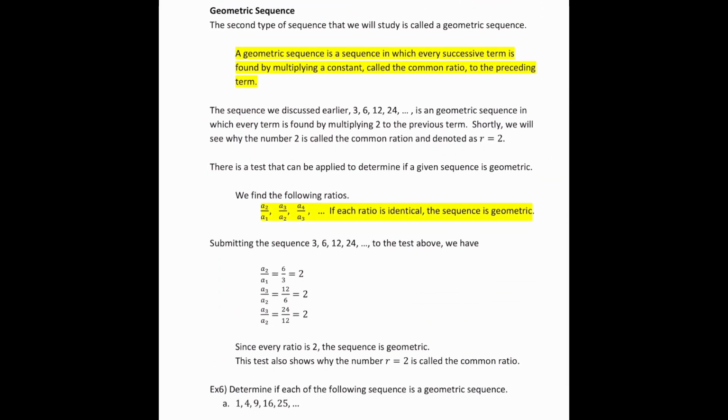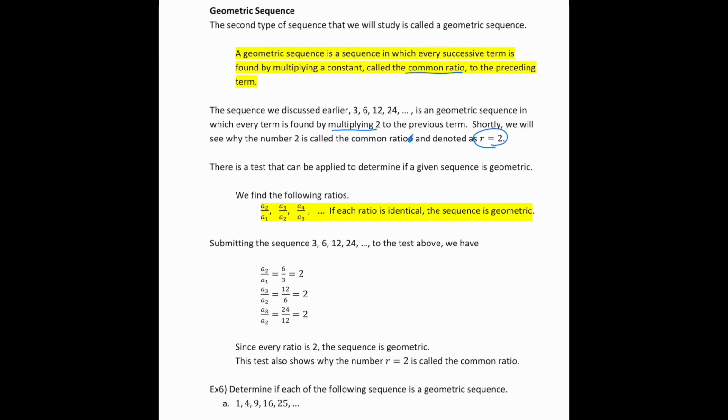Geometry sequence. The second type of sequence that we'll study is called the geometry sequence. A geometry sequence is a sequence in which every successive term is found by multiplying a constant called the common ratio. So you multiply or divide the preceding term by it. The sequence we discussed earlier, 3, 6, 12, and 24, is a geometry sequence in which each term is defined by multiplying the previous term by 2. Shortly we will see why the number 2 is called the common ratio, denoted r equal to 2.